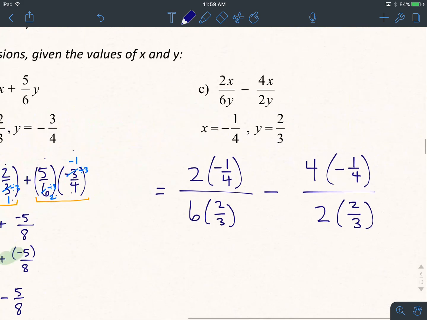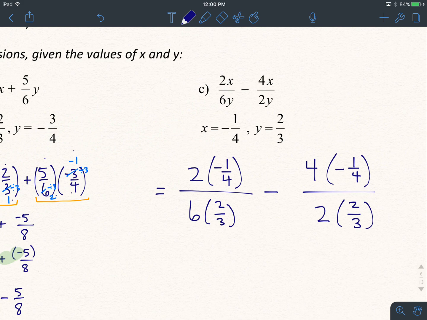All right, last one, here we go. This one we're bringing up the level of complexity. We've got 2x over 6y minus 4x over 2y, where we're going to substitute -1/4 in for x, and we're going to substitute 2/3 in for y. So this is going to create sort of multiple levels of fractions. It can be a little bit complicated, but I think we've got this under control.